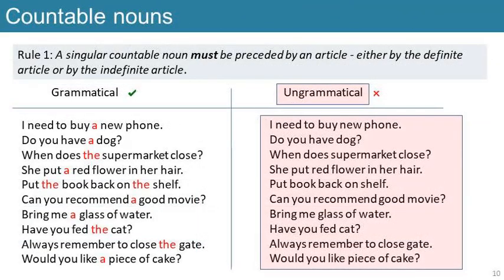Okay, you now know about the 2 different types of noun. You are ready to learn which of the articles must be used with each type of noun in a particular context. We will start with countable nouns and state Rule 1. A singular countable noun must be preceded by an article, either the definite article or the indefinite article. This also applies when the noun is preceded by an adjective. So all of the sentences on the right are ungrammatical.